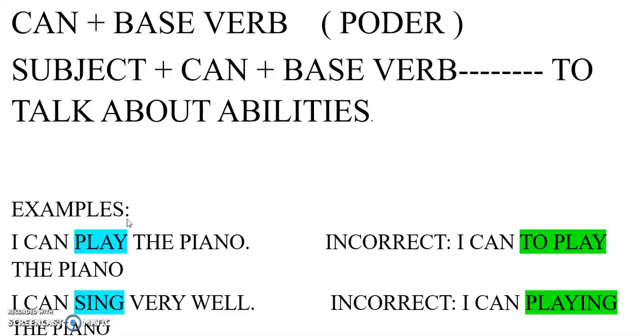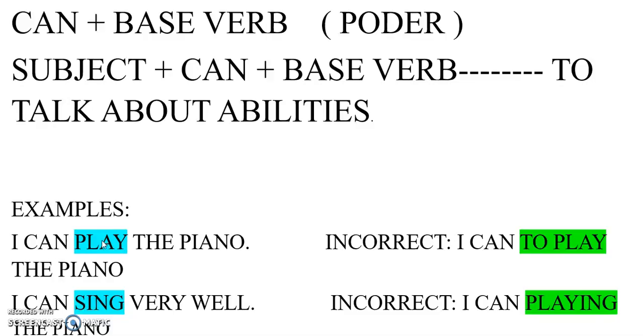Examples. I can play the piano. I can sing very well. If you paid attention here, after the modal verb can, we have play, and play is a base verb, right? I can play, I can sing. After the modal verb can, we are going to use the base form of the verb. Don't forget it, okay? The base form of the verb.